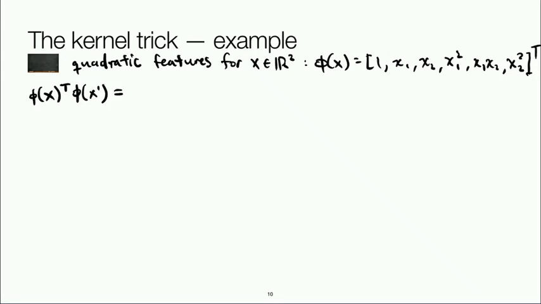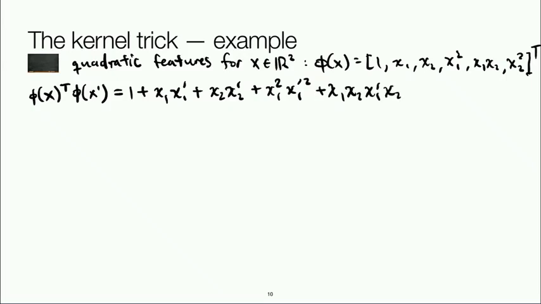So I get something that looks like 1 plus x1 prime, plus x2 prime, plus x1 squared, x1 prime squared, plus x1, x2, x1 prime, x2 prime, plus x2 squared, x2 prime squared. Okay, everybody with me on that? That's just the dot product between the vector that I already wrote out and another copy of the vector for x prime.